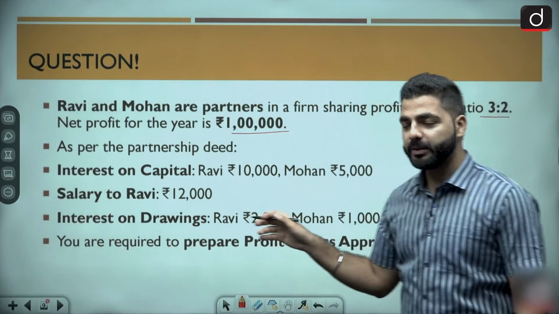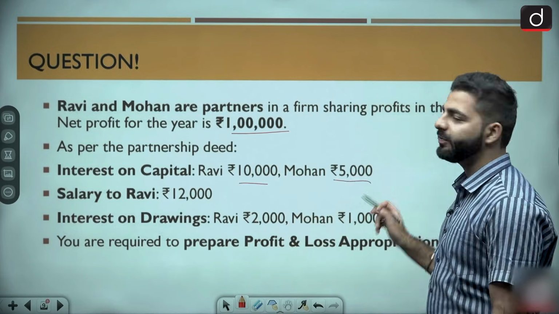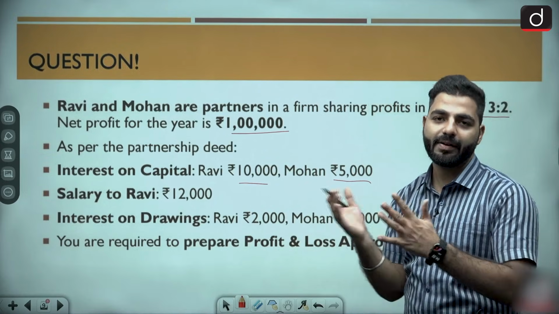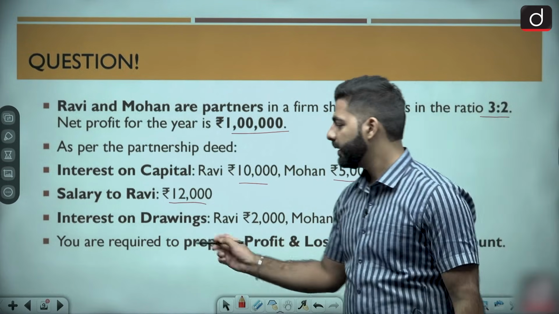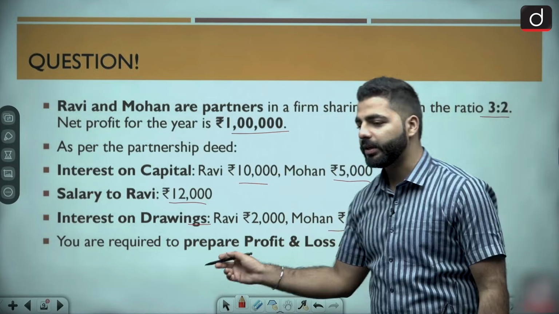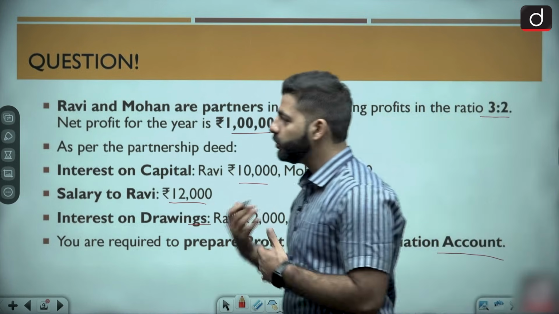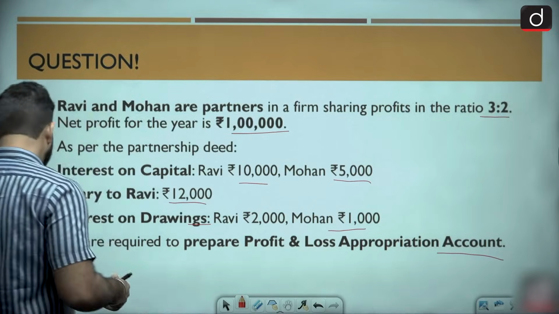Now as per the partnership deed, interest on capital: Ravi will get 10,000, Mohan will get 5,000. The partnership deed specifically mentions it, so we have to pay it, right? Then salary to Ravi, 12,000, you have to pay salary. Interest on drawings, Ravi 2,000, Mohan 1,000. And now you are required to prepare the profit and loss appropriation account. Come on, note the question fast so that we can proceed. All right, so let us see.